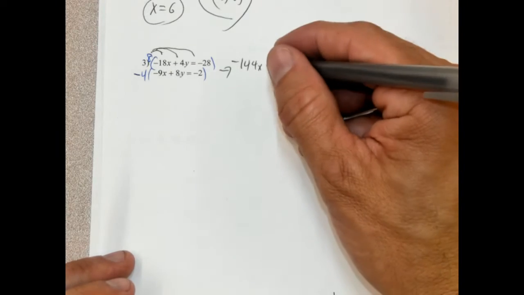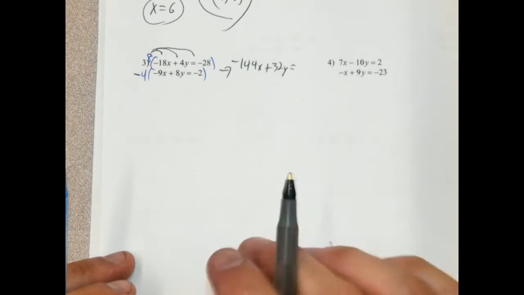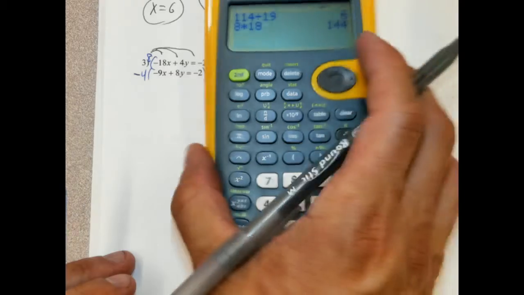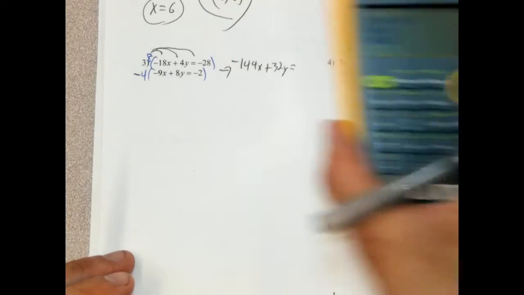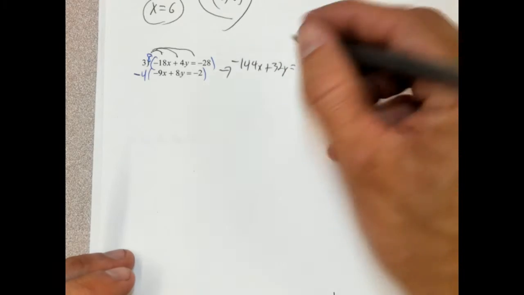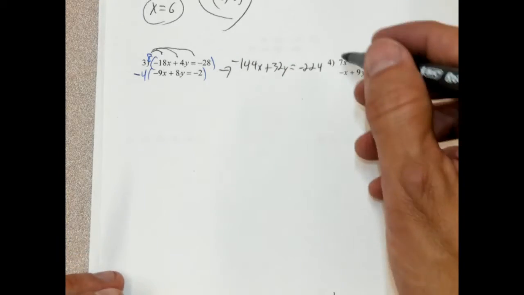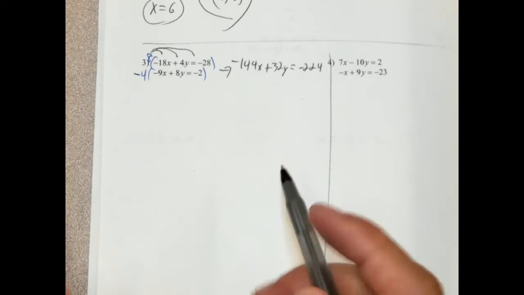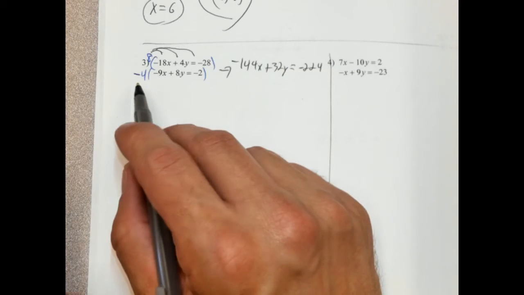8 times 4y is going to be plus 32y. And 8 times 28, 64, carry 6, so 224, yep, 224. All right, that's going to be negative 224. The only drawback when you multiply both equations is that you end up with larger numbers than you would otherwise, but as long as you have a calculator to help you, it shouldn't be an issue.